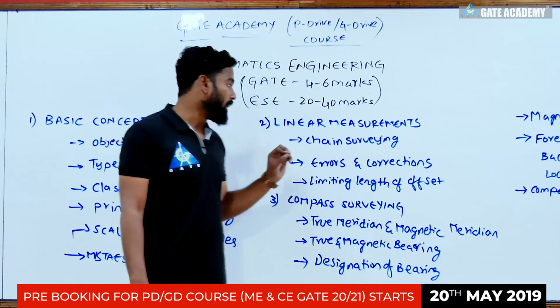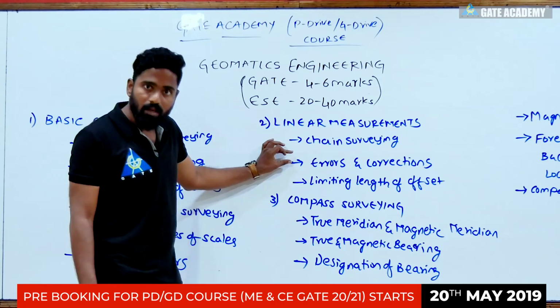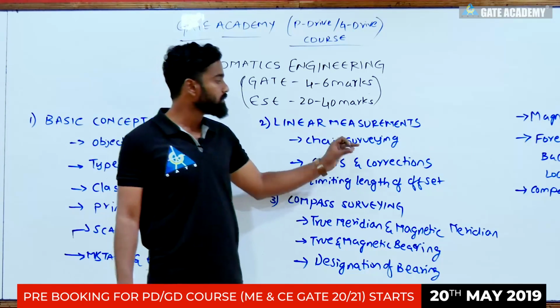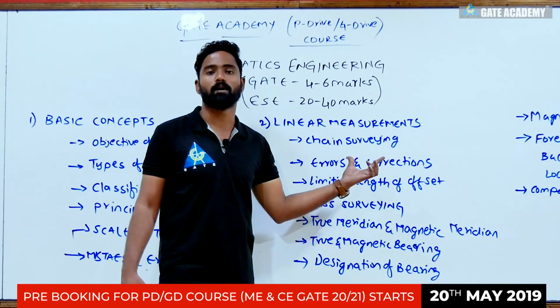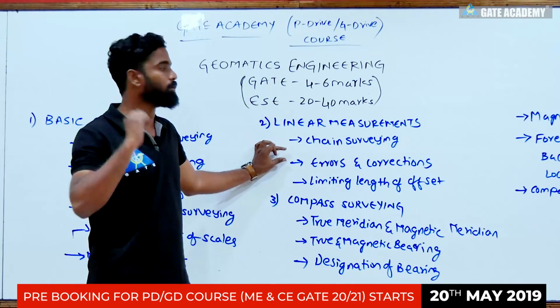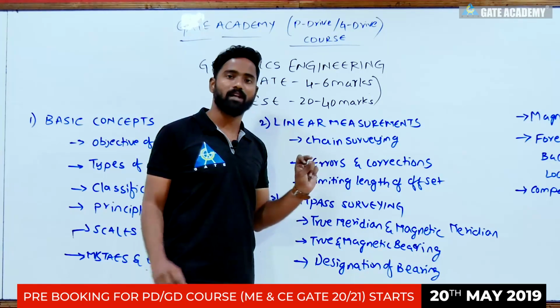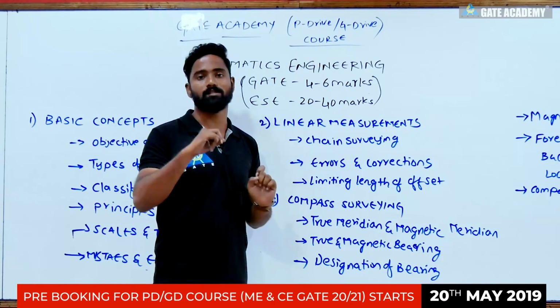discussed. And here this limiting length of offset, this errors, you know, the errors and corrections will be 10 marks questions or 20 marks questions in your ESC, and only one correction if they ask, that would be 2 marks questions in your GATE. So, and limiting length of offset, people will directly ask those questions.